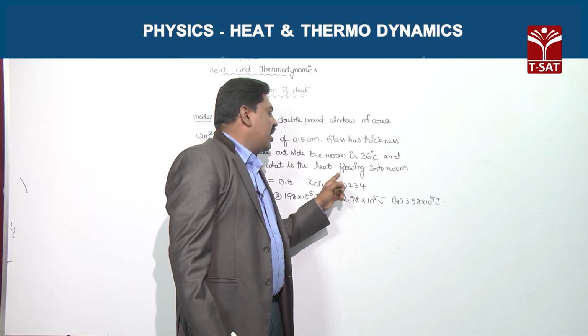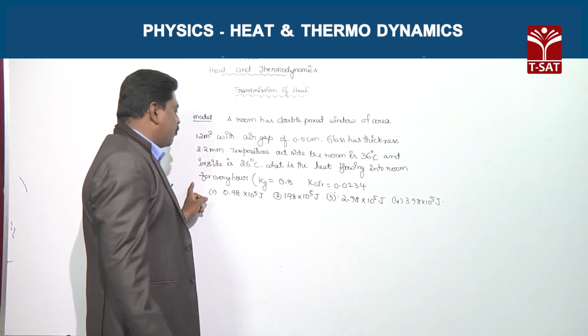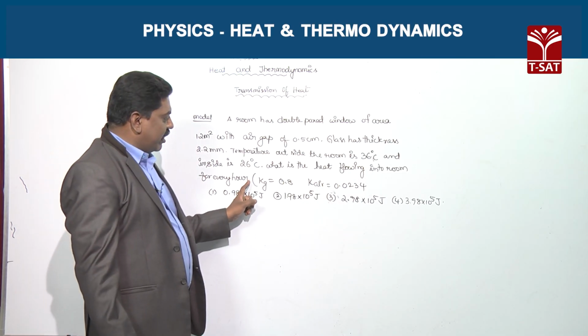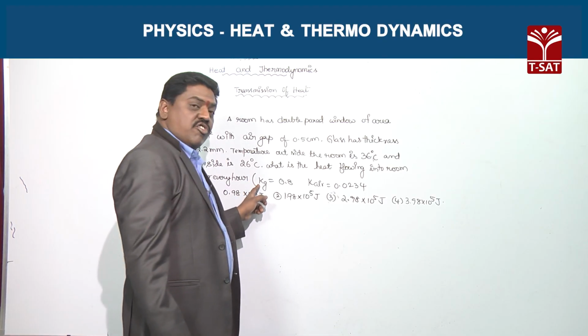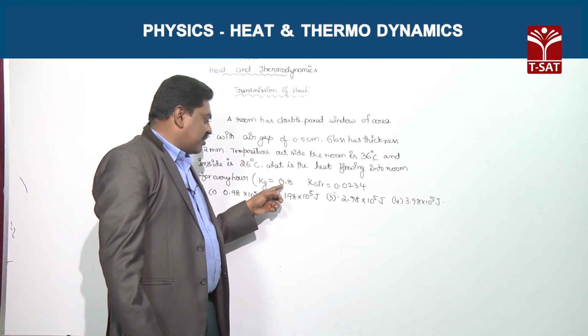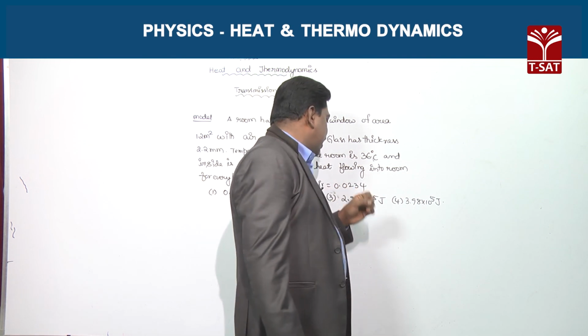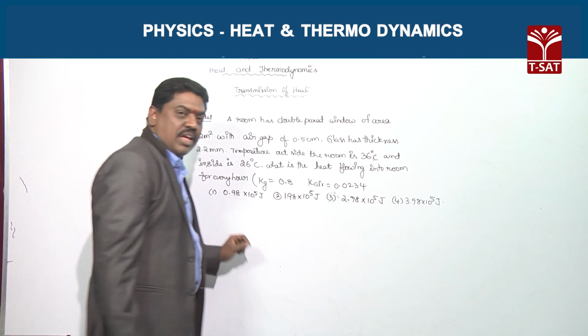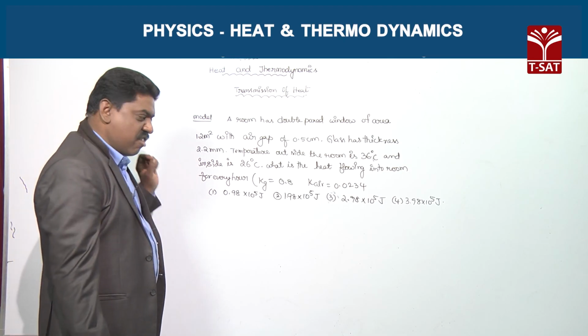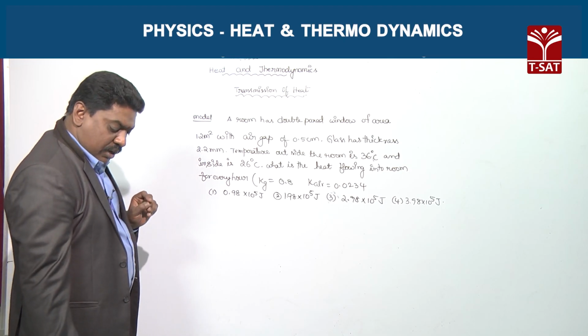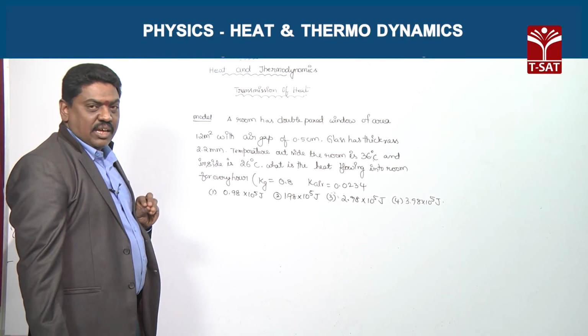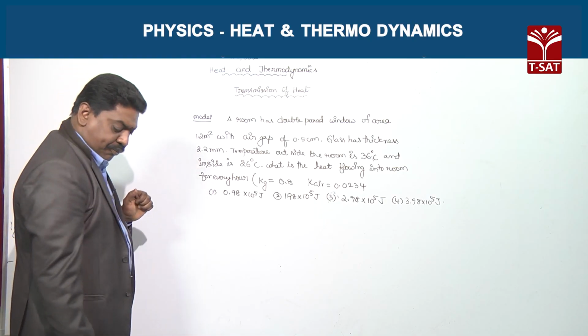What is the heat flowing into the room for every hour? We are given the coefficient of thermal conductivity of glass as 0.8 and the coefficient of thermal conductivity of air as 0.0234. Here there are a bit of calculations in a large manner, so we will try to minimize the calculation part.